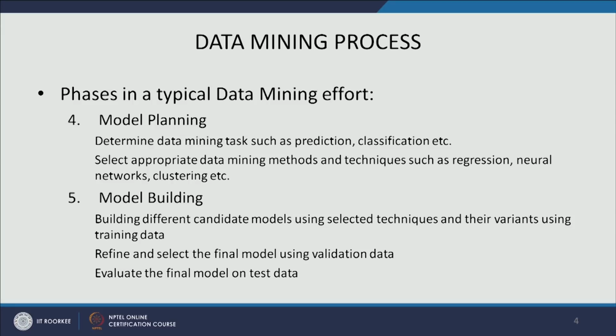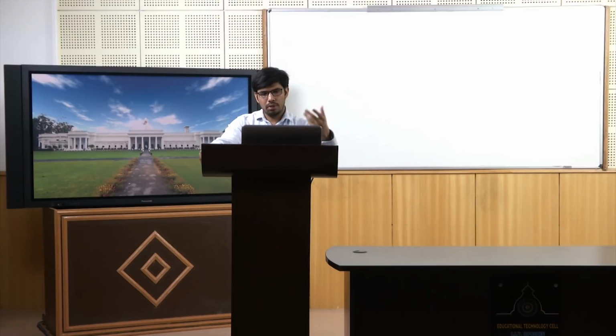Now next phase is model building. Building different candidate models using selected techniques in the previous steps and their variants. That is done using training data. Then generally we refine and select the final model using the validation data. Then the evaluation component, the final model, is done on test data. So in this phase mainly we try out different candidate models, we assess their performance, we fine tune them, and then we finally select a particular model.